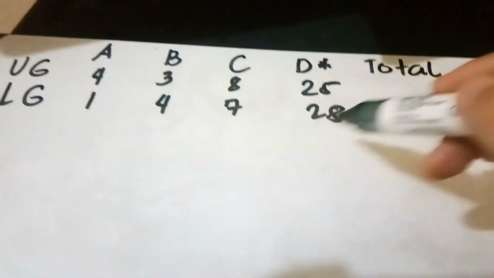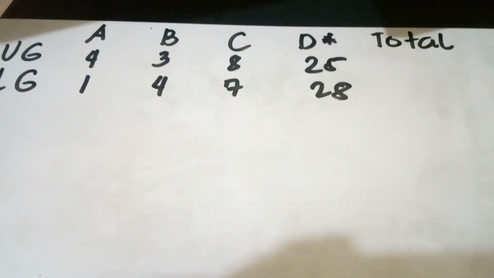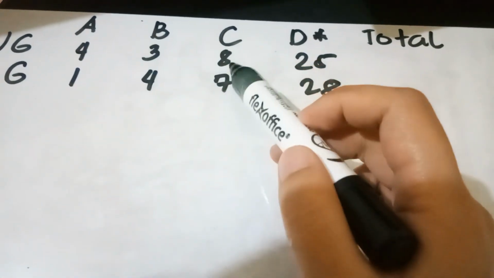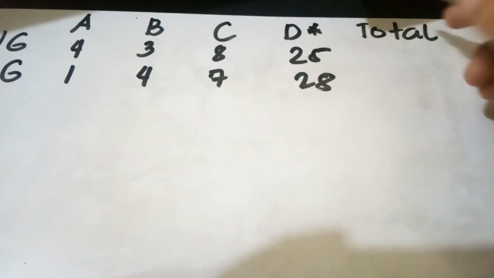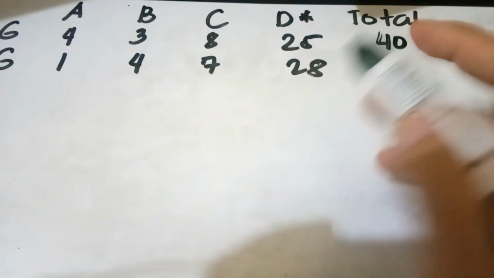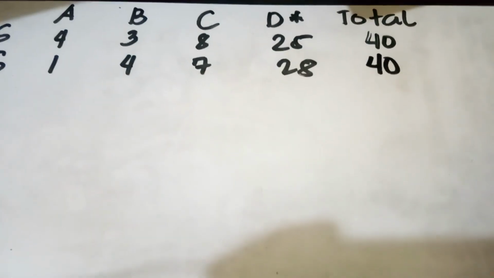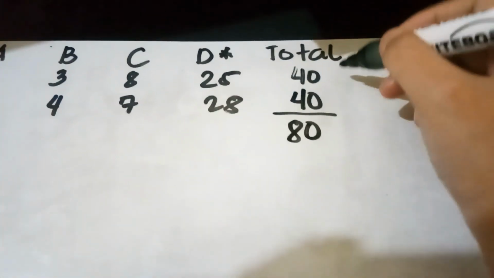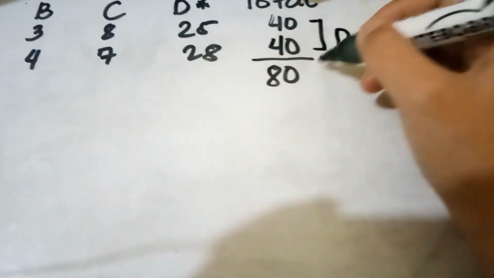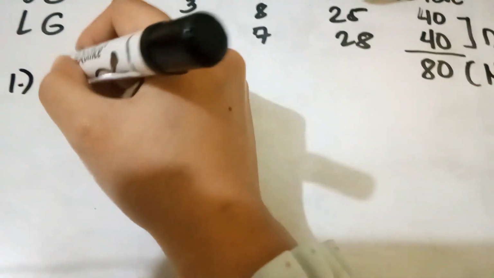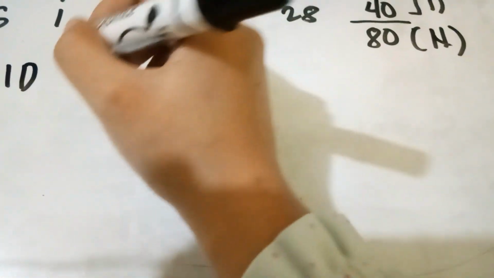This is the only given. All you have to do is to compute for your total first. So, we have 4 plus 3 plus 8 plus 25 is equal to 40. Next, we have 1 plus 4 plus 7 plus 28 is equal to 40 again. So, the total is 80. Again, this is your small letter n, and this is your big letter N. So, number 1, you need to compute for your index of difficulty or your ID.